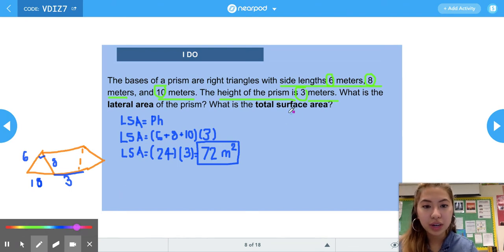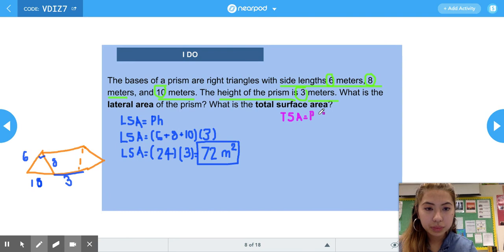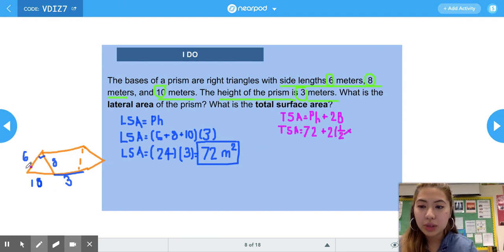Then for our total surface area, our formula is P times H plus 2 times big B. So next we have our lateral surface area, which is 72, plus 2 times our area of our base. So again, the area formula for a triangle is half times base of the triangle times height of the triangle. So that means that we're going to be using the two lengths that are the legs. So that's the 6 and the 8.